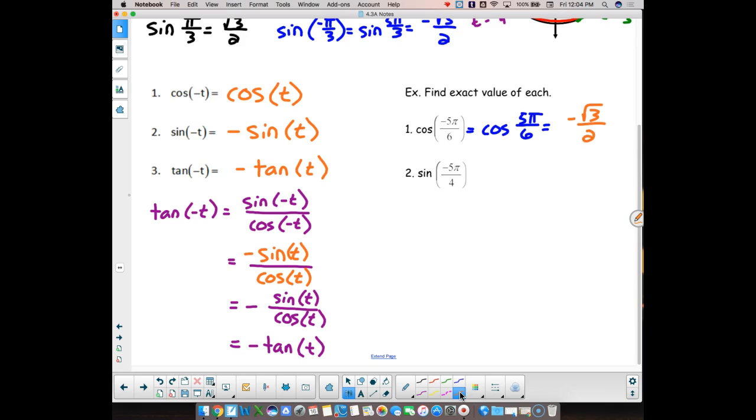The sine at negative 5 pi over 4 is going to equal negative of the sine at 5 pi over 4, which is going to be negative of, at 5 pi over 4, that's negative root 2 over 2. So that is going to end up being positive root 2 over 2.